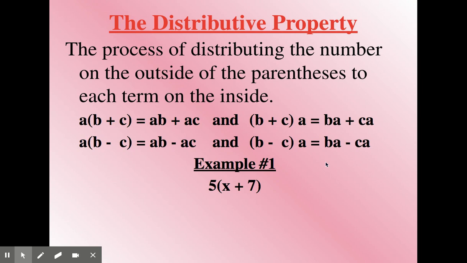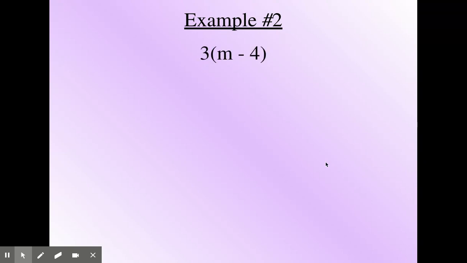We have 5(x + 7). We would distribute the 5 to the x and the 5 to the 7, keeping the plus as is, and that would give us 5x + 35. Here's another example. We have 3(m - 4). We would distribute the 3 to the m and to the 4, which would give us 3m - 12.